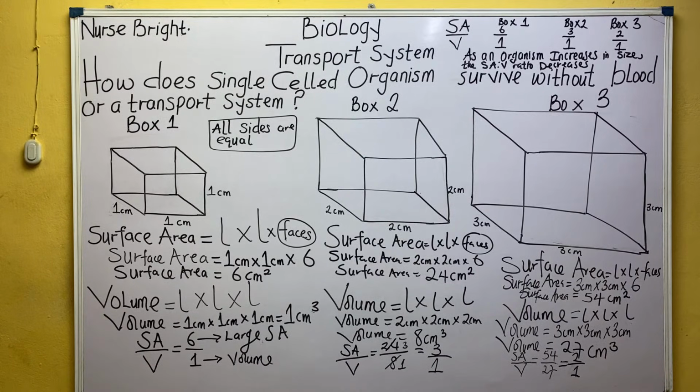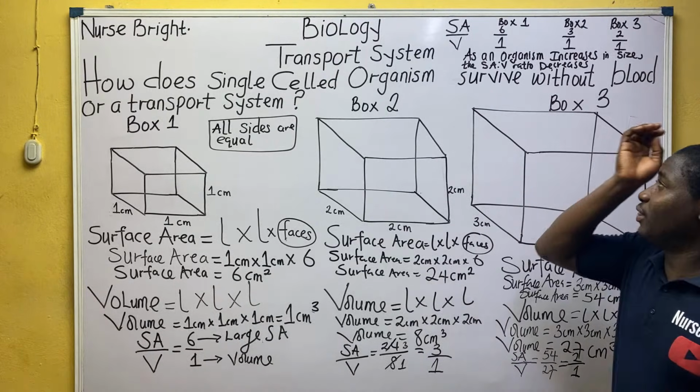So a question we ask ourselves, how does this simple celled organism get their nutrients or oxygen? It's through diffusion. We've explained this many times. It's through what? Diffusion. So without wasting time, let's get into other various aspects of this class lesson. We've done justice to understanding surface area to volume ratio. So that is for that.